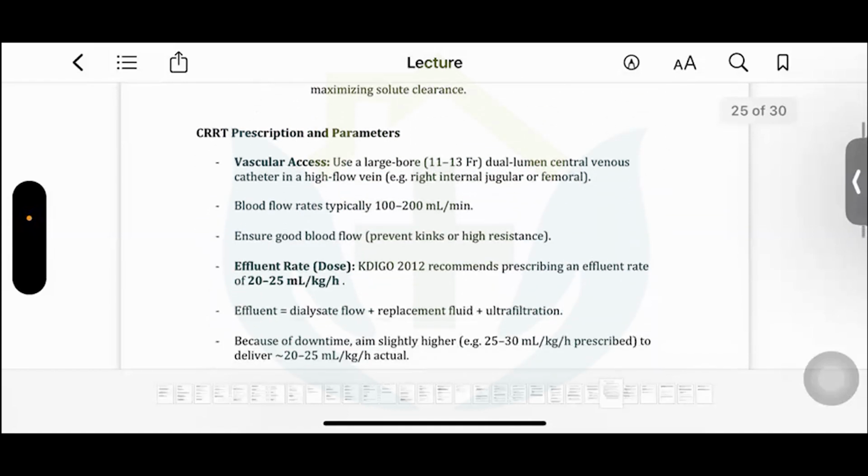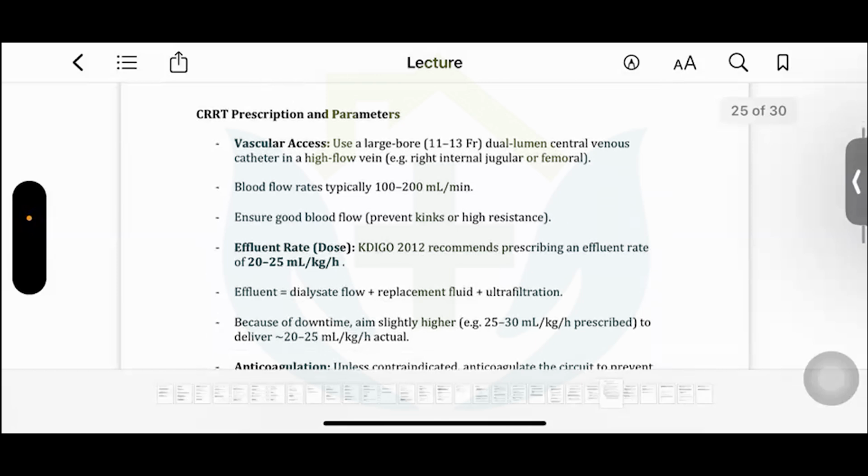As far as the CRRT prescription and parameters are concerned for critical care physicians, using a large bore 11 to 13 French dual lumen CV line is important. Blood flow rates can be 100 to 200 ml per minute. Ensure a good blood flow. Effluent rate has to be 20 to 25 ml per kg per hour. It has been asked in the exam, so you need to remember it.